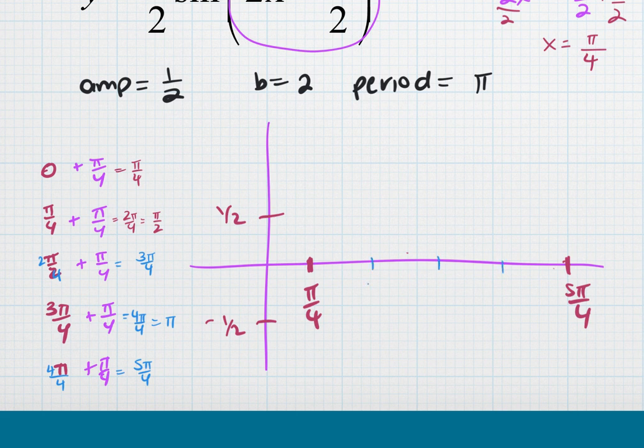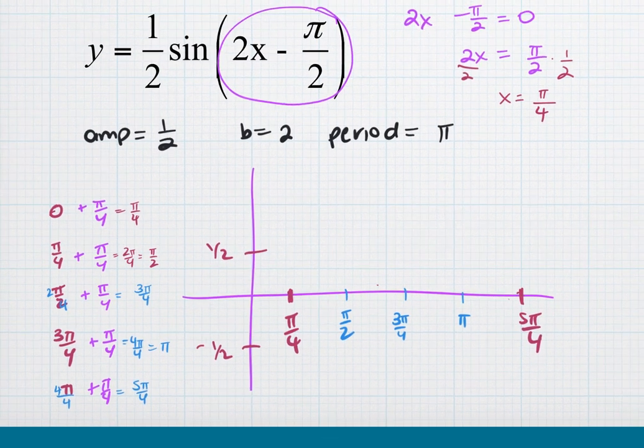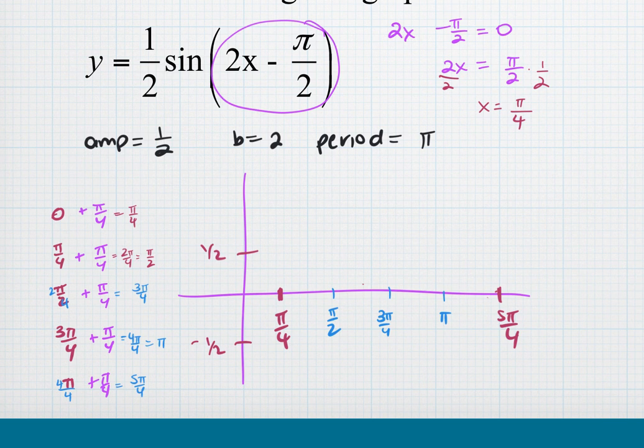So pi over 4, pi over 2, 3 pi over 4, and pi. First one's the phase shift, last one's the period with the phase shift. And it's sine. So we start at 0. We go up to the amplitude, down to 0, negative amplitude, 0.